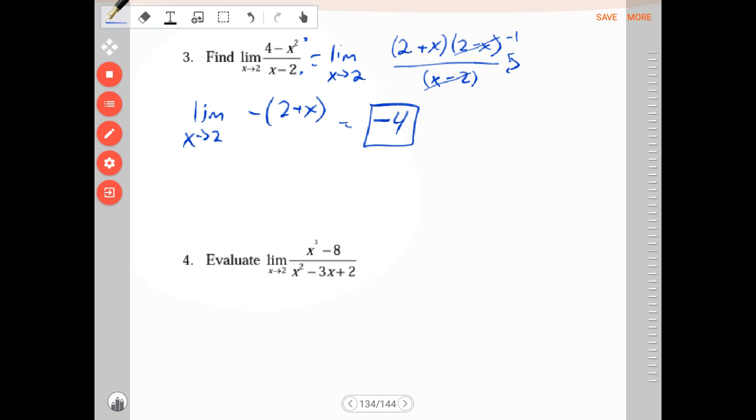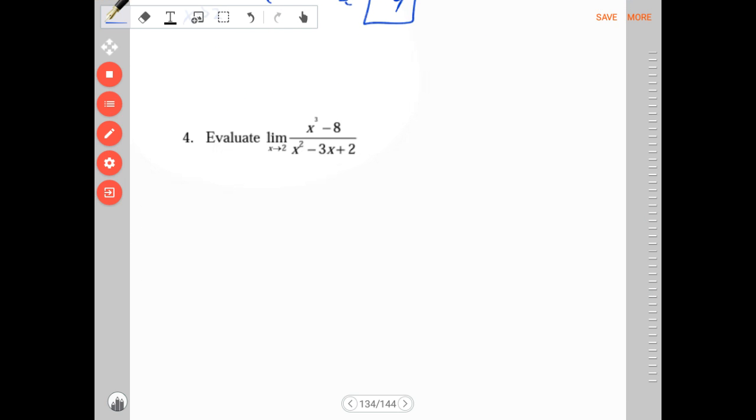Number 4 is a little trickier. That uses one of the skills we learned from chapter 1. So this is the limit as x approaches 2. Oh, here we go again. 2 cubed is 8, and 8 minus 8 is 0. 2 squared is 4, minus 6 times 2, which is 6, so 4 minus 6 is negative 2, plus 2 is 0. So this is a 0 over 0 again.